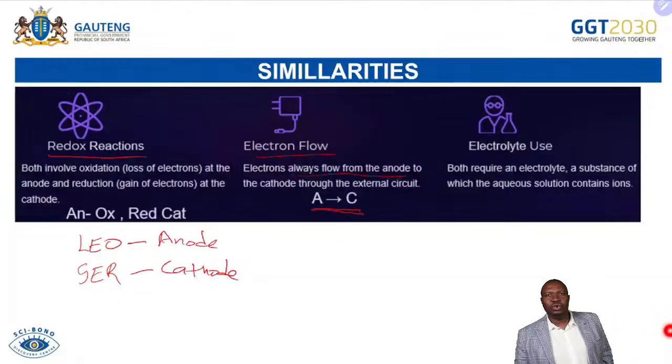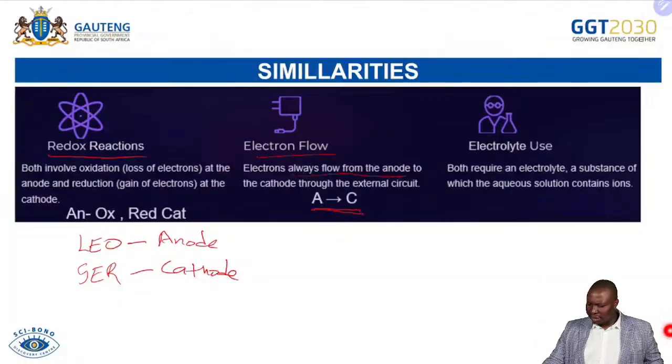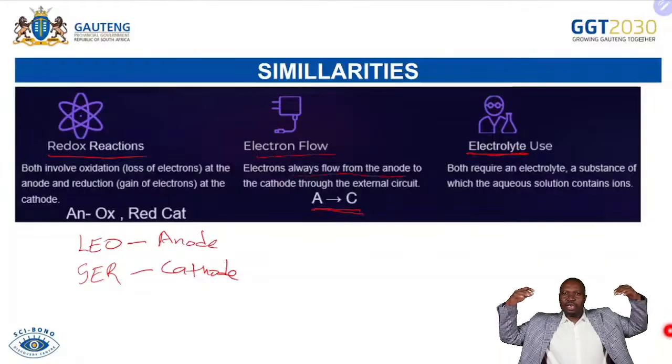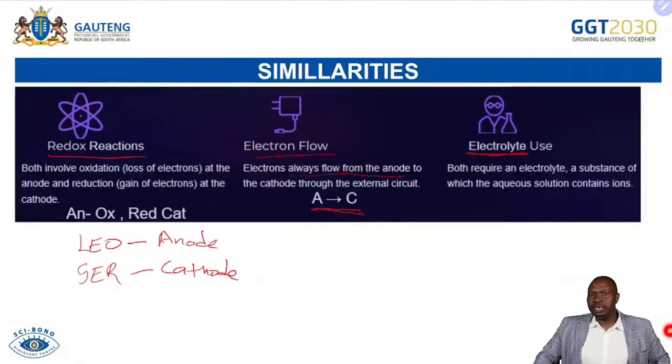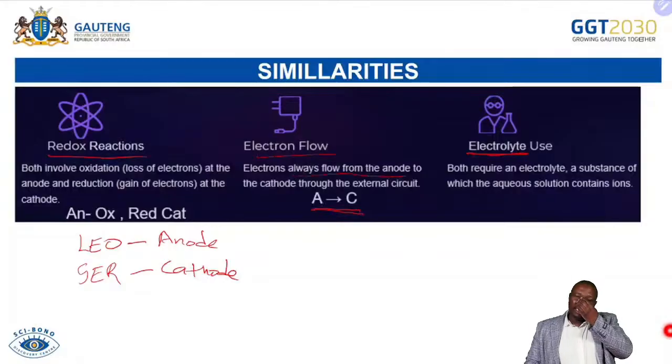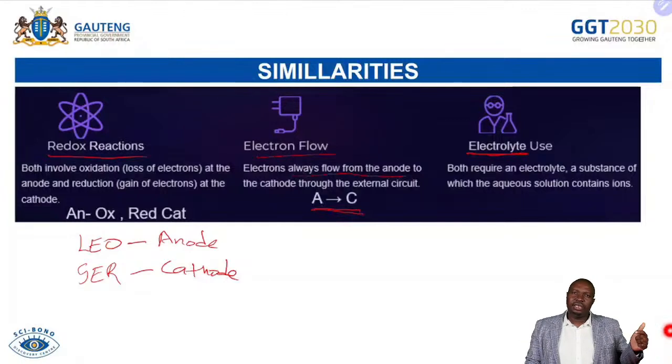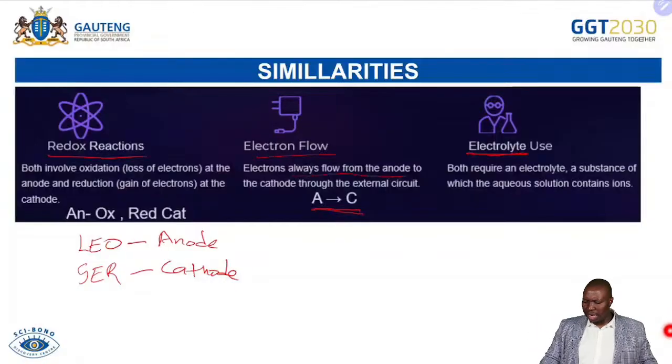The last part we want to look at in terms of similarities is the use of the electrolyte. I think by now you know what an electrolyte is. Remember, our electrodes are always immersed inside the electrolyte. This electrolyte, we said, is a substance whose aqueous solution contains ions. You remember we talked about the ions when we discussed the salt bridge: through the movement of ions we are able to maintain neutrality. So the electrolyte is very important for this. Both electrolytic cells and galvanic cells require an electrolyte.